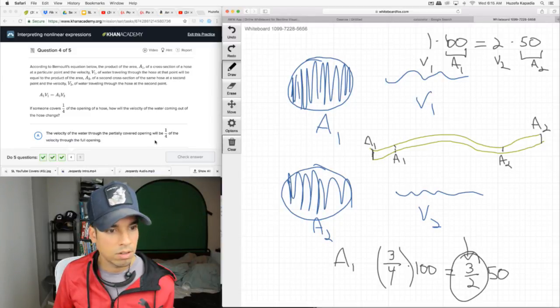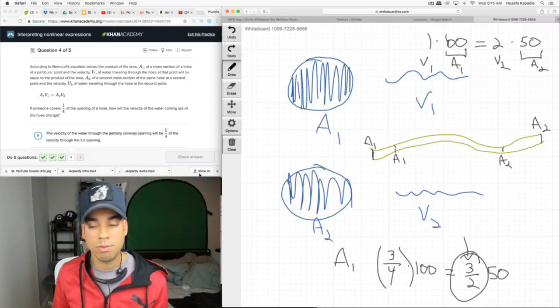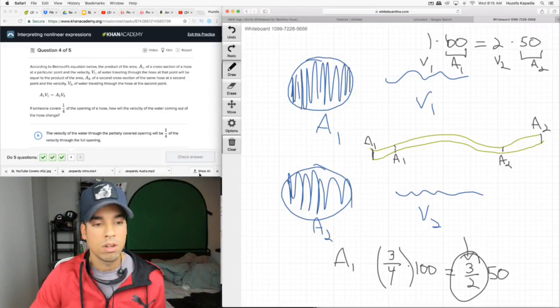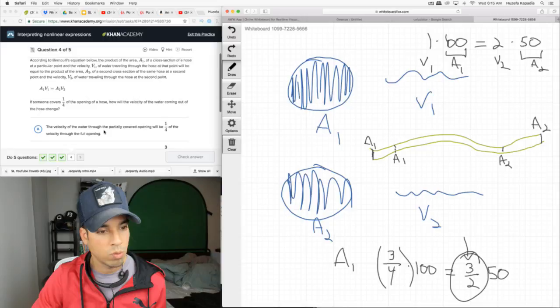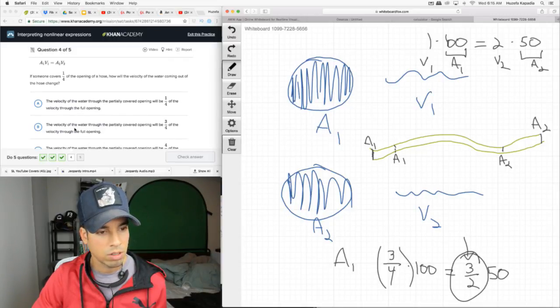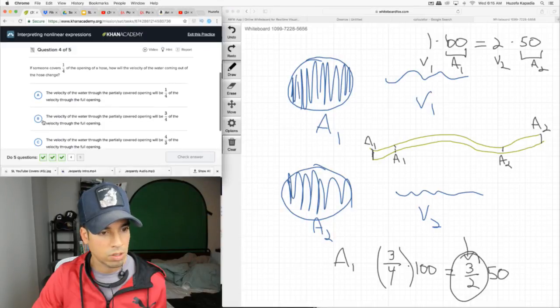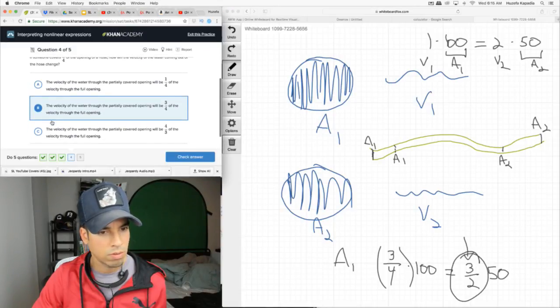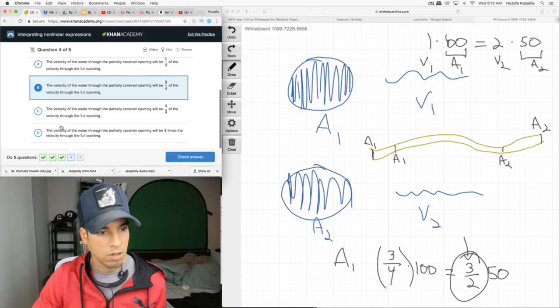So it doesn't drop to 1/4, it drops down by 1/4. So the velocity of the water will be 1/4. No, that's not true. It won't be 1/4, it will be 3/4. Velocity of water through will be 3/4 of the velocity through the full opening. Yes? No?